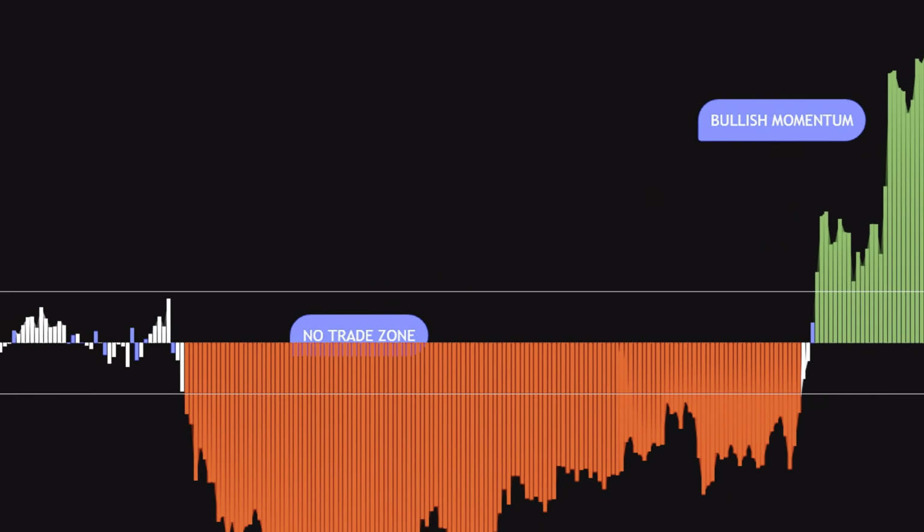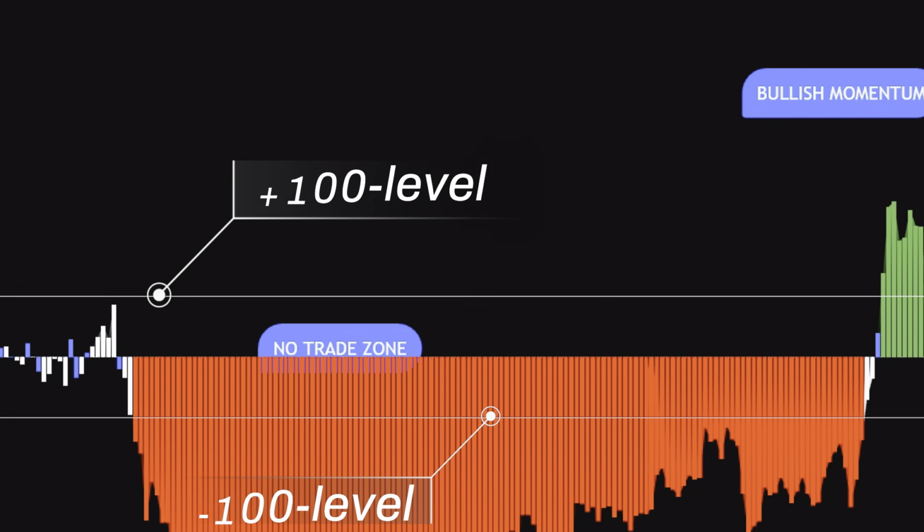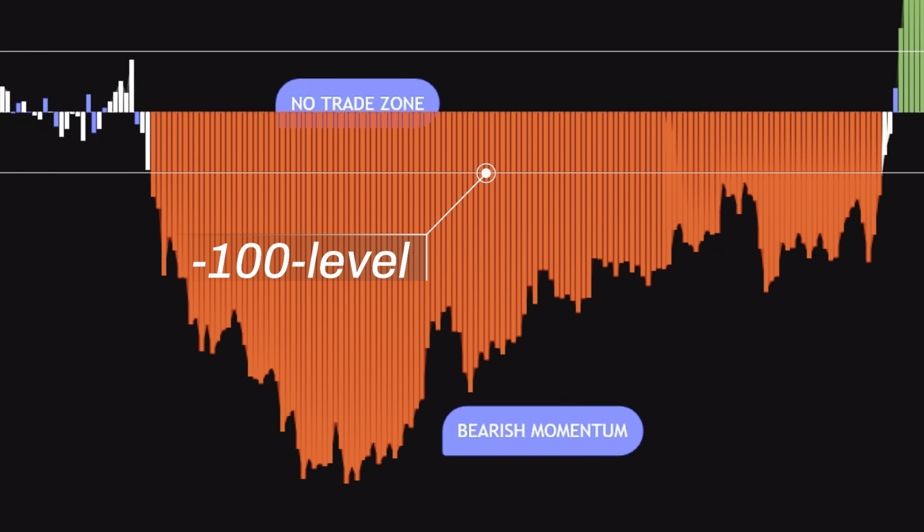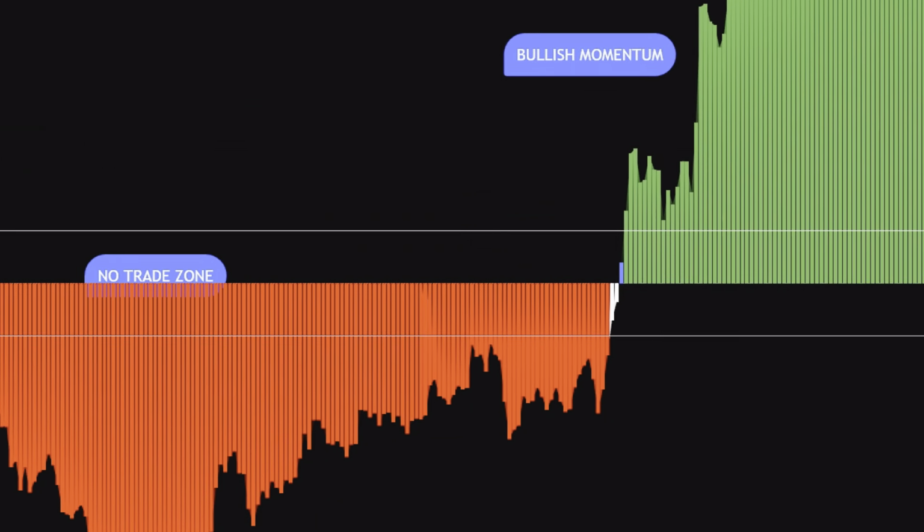Now we have three zones on the oscillator: the no trade zone between minus 100 and plus 100, the bearish momentum zone below minus 100, and the bullish momentum zone above plus 100.